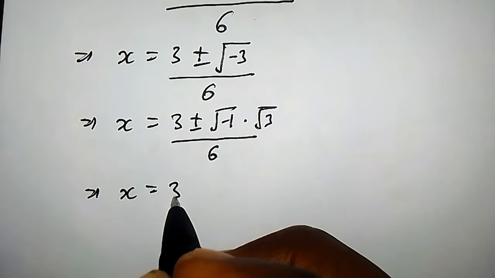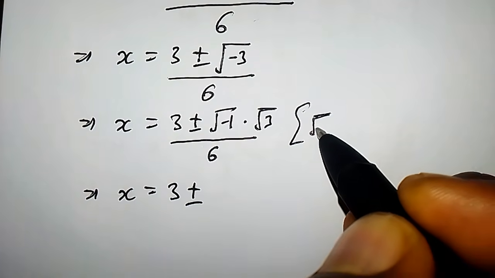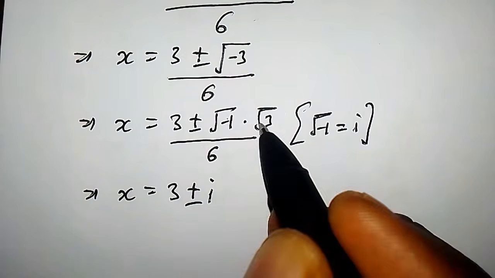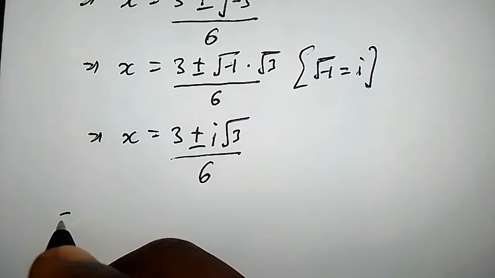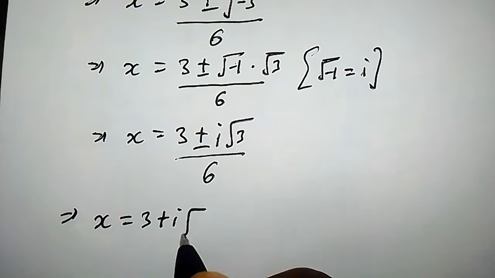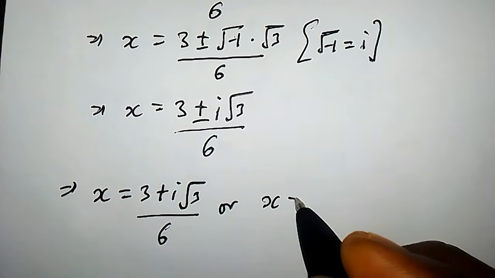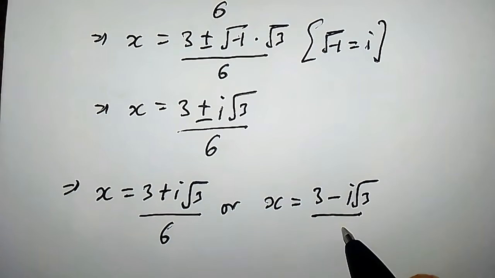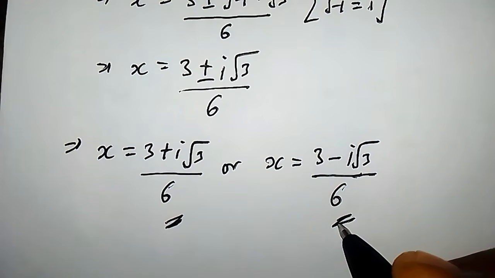x is equal to 3 plus or minus. Don't forget, from the complex number, we know that square root of minus 1 is equal to i. So replacing this with i times root 3 divided by 6. This implies that x is equal to (3 plus i times root 3) all divided by 6, or x is equal to (3 minus i times root 3) all divided by 6. This is the fourth solution, while this is the fifth solution.